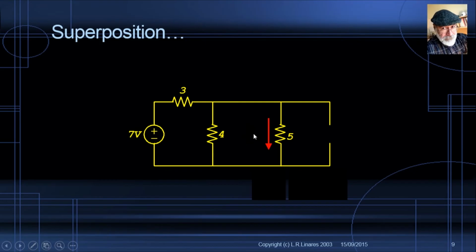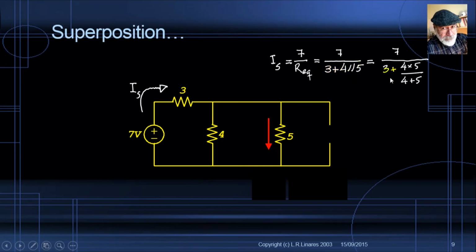How do we find that current? We can find the current in the source, and that current enters a current divider between the 4 ohm resistor and the 5 ohm resistor. What is the current in the source? It's 7 volts divided by the entire resistance seen by the source, right? Correct. And what is that? That is 3 ohms in series with a parallel of 4 and 5. So 7 volts divided by 3 ohms in series with 4 in parallel with 5. Which of course is 4 times 5 divided by 4 plus 5. We have seen that before.